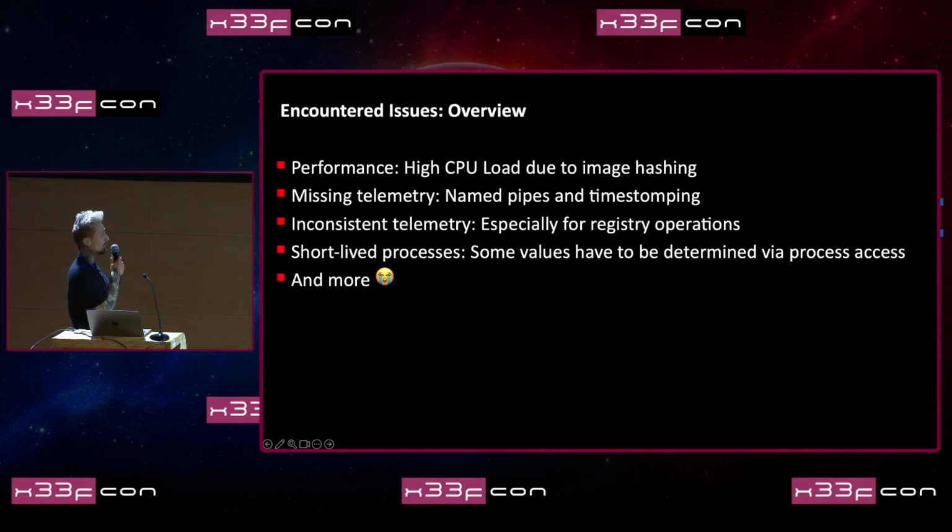We ran into many issues, and I'm going to explain the most interesting ones over the next slides. So for us, performance is really critical because we want to roll this out to production systems. And due to high CPU load, when we have to hash stuff, we had to do some optimizing. Also, we had missing telemetry. So for example, we couldn't implement some events. And sometimes we had telemetry, but it was inconsistent. And we also had a challenge for short-lived processes because sometimes we have to access a running process, and if it's gone, well, data is gone as well.